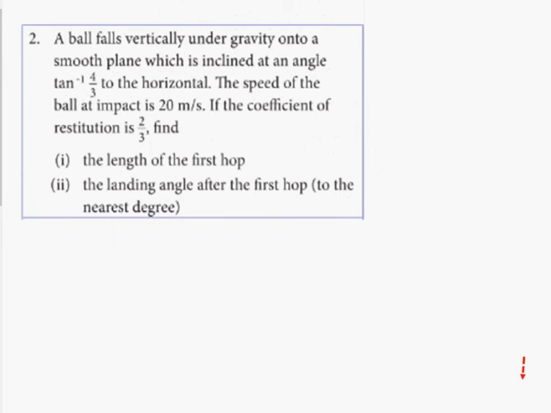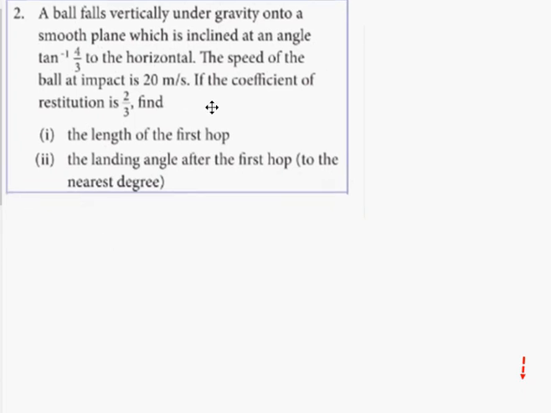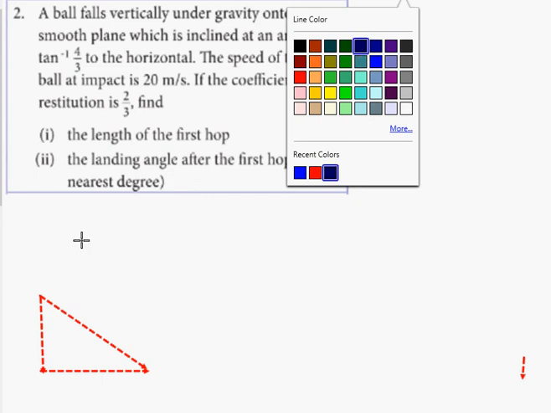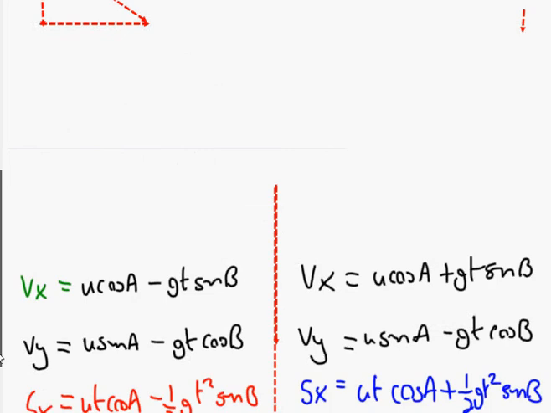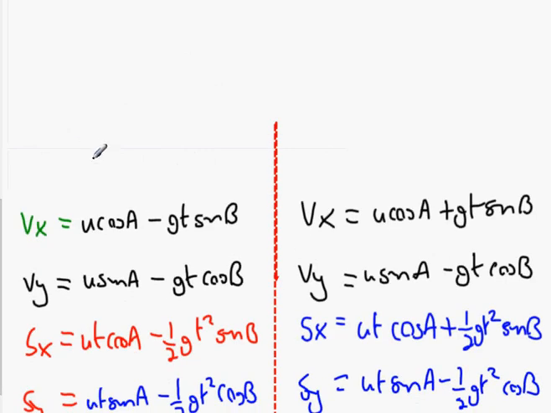A ball falls vertically under gravity onto a smooth plane which is inclined at an angle tan inverse 4 over 3. So let's make our inclined angle like so. And then the ball, which will be coming down from a height, hits the ground and then bounces off at some angle that I don't really know. So what type of scenario are we looking at? Scenario A or scenario B? We're looking at scenario B.